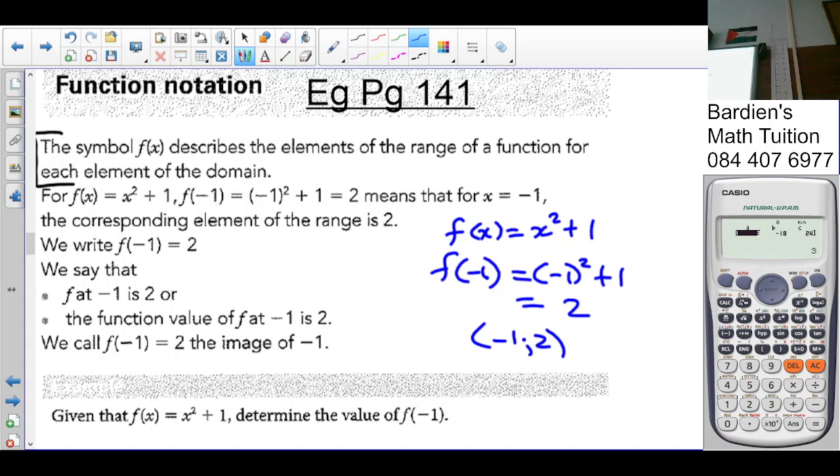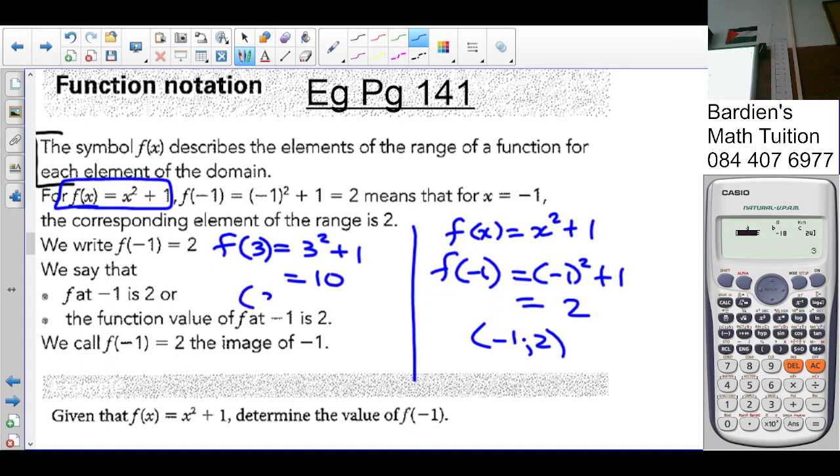What if we had f of 3? What would that be? If that is your equation, it will be 3 squared plus 1. What's 3 squared plus 1? It is 10. If I must write that as an ordered pair, what would it be? 3 and 10. And so on and so on. You will understand? Alright.